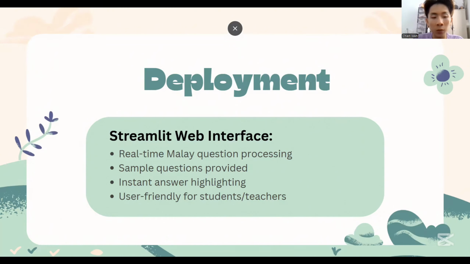Hi, my name is Ku Jian Hua. In our project, we deployed using Streamlit to create a user-friendly web interface. Users can type a Malay question like "Siapakah Perdana Menteri Pertama Malaysia" and get instant highlighted answers. The interface includes sample questions to guide the user and shows the processing status for a better user experience. Next is the results.